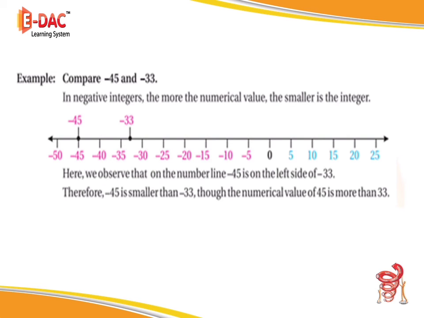Example: compare minus 45 and minus 33. In negative integers, the greater the numerical value, the smaller is the integer. We observe that on the number line, minus 45 is on the left side of minus 33. Therefore, minus 45 is smaller than minus 33, though the numerical value of 45 is more than 33.